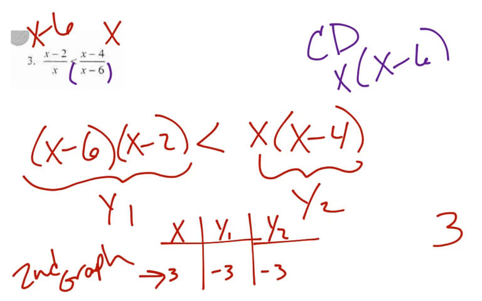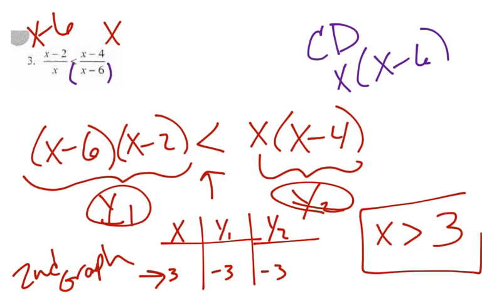Remember that the value for y1 has to be less than the value for y2. So let's go up to a smaller number for x. So if x is 2, y1 is 0, and y2 is negative 4. 0 is not smaller than negative 4, so that doesn't work. If you go down to where x is 5, y1 is negative 3, and y2 is 5. So that works. So that meant our x value actually had to get bigger. So x is greater than 3.